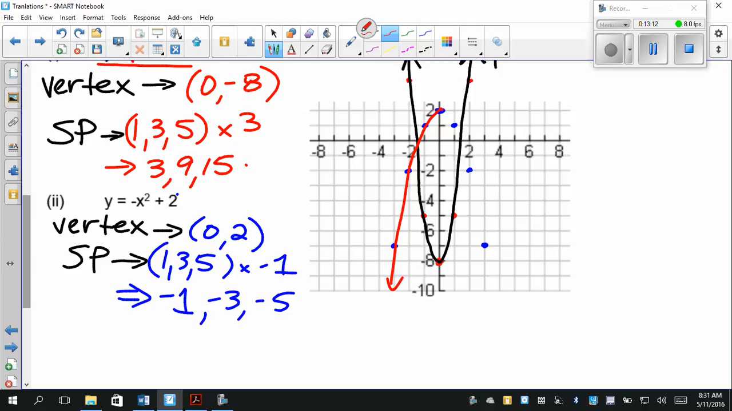So you can see that red parabola gets reflected because of the negative out in front, so it's turned upside down, and then the vertex moves up 2. The whole parabola moves up 2 after that. So that's what the parabola looks like for y equals negative x squared plus 2.